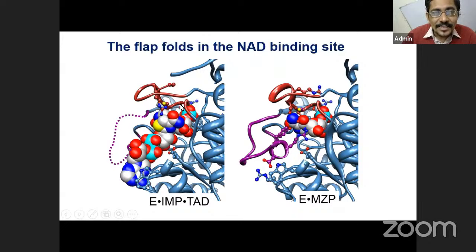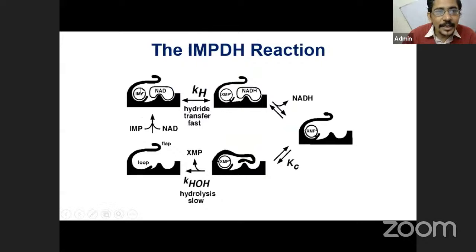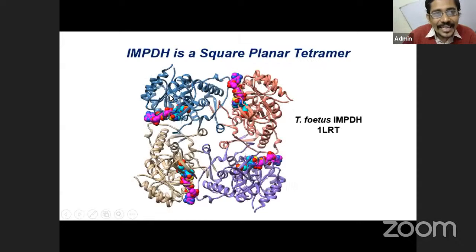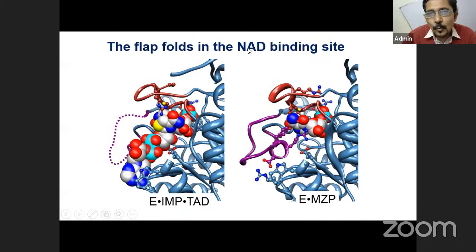So as I said, there is a loop and there is a flap. The flap basically is going to fold into the NAD binding site. If you remember, I said that there are 2 places: one is the IMP and the other is the NAD. And this is your flap. That flap sits into the NAD site. Very important, very interesting point: the flap is folding into the NAD binding site, which is a cofactor binding site.